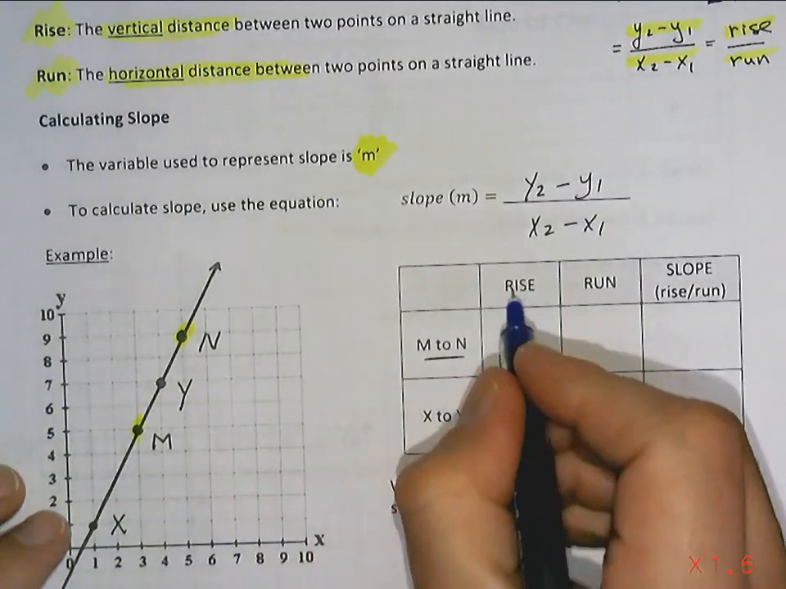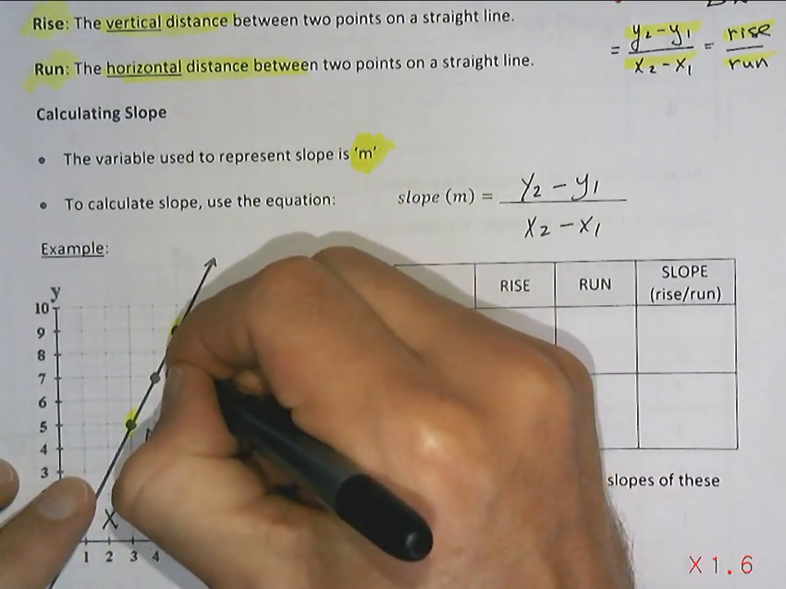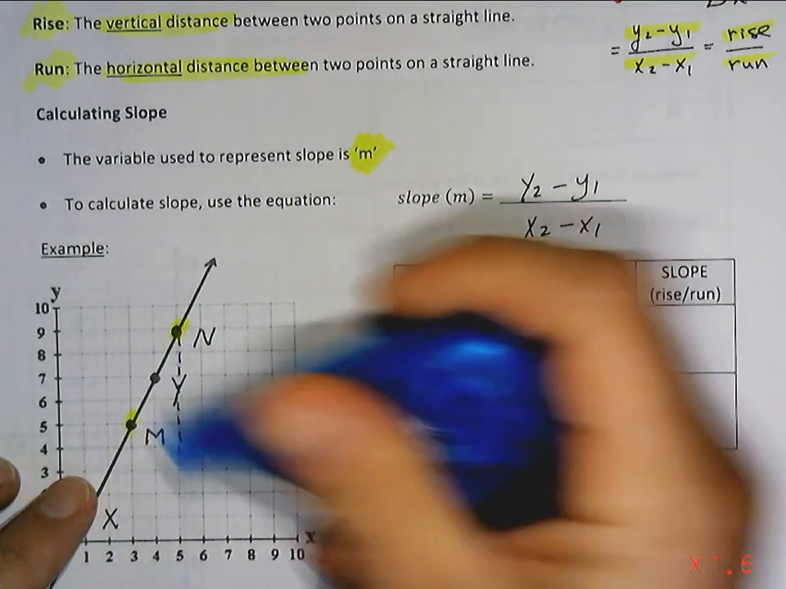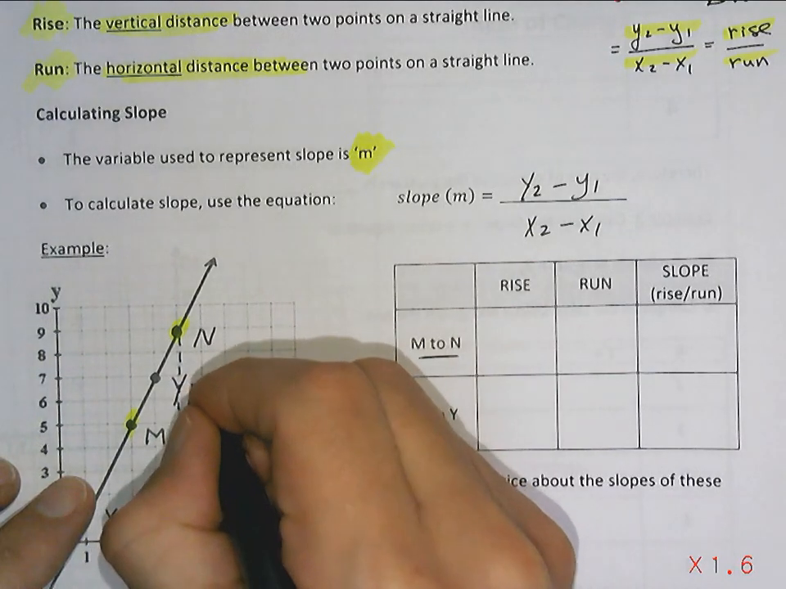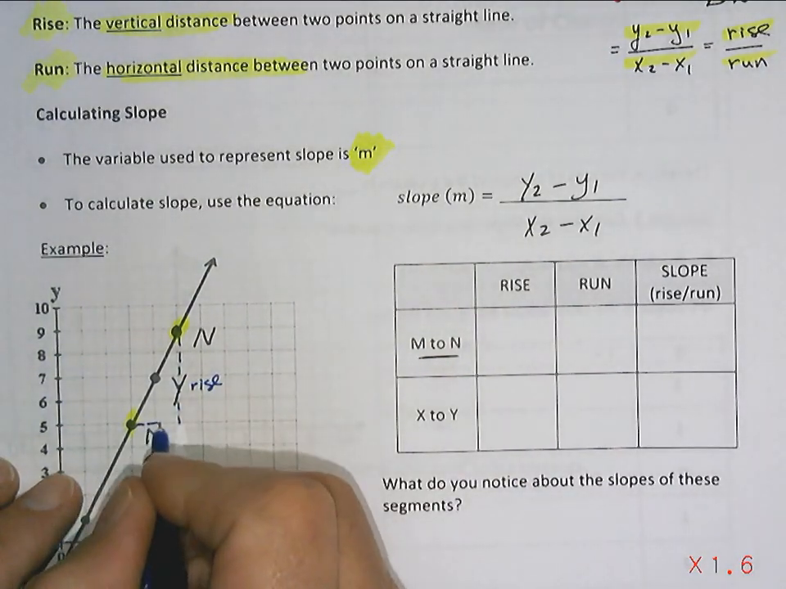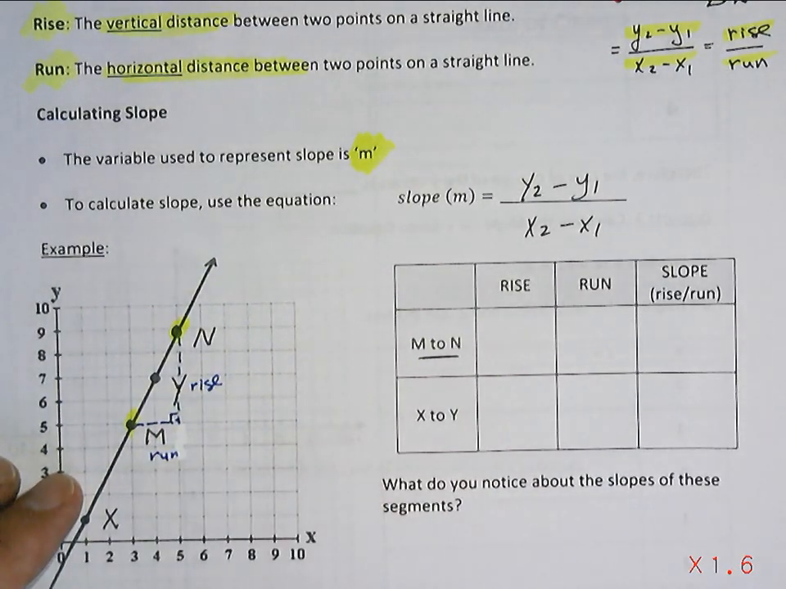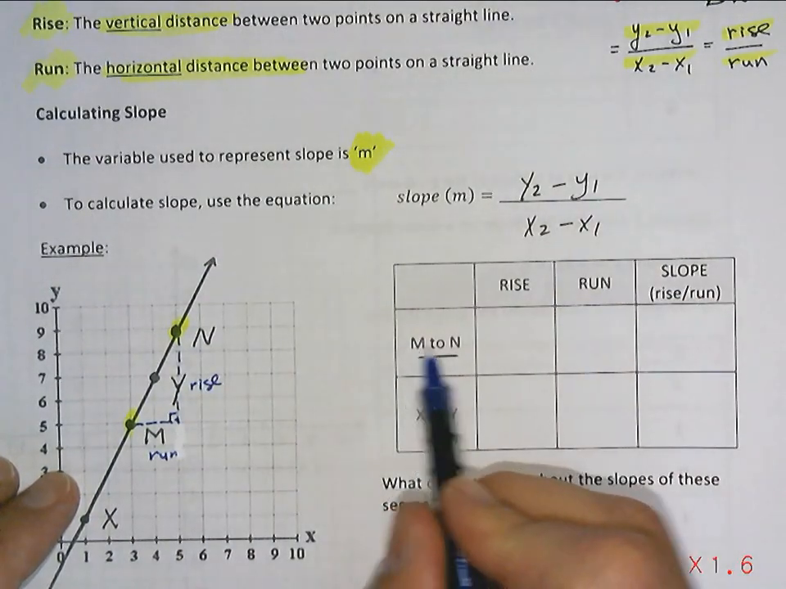So if we look at rise, rise is the vertical. Here's the vertical distance. Oh, I went too far. There's the vertical distance. That is my rise. Here's my horizontal distance. That is my run. They make a 90-degree angle. So here's my run, here's my rise, to go from m to n.